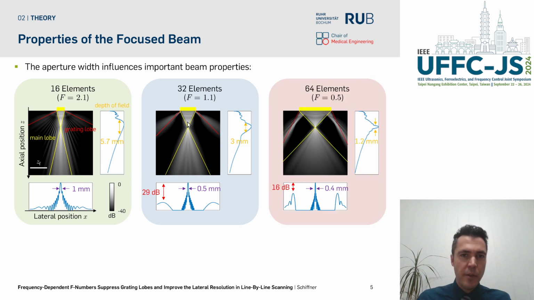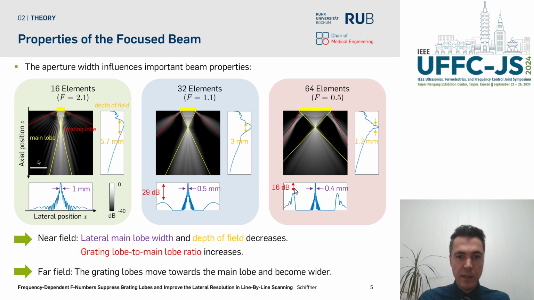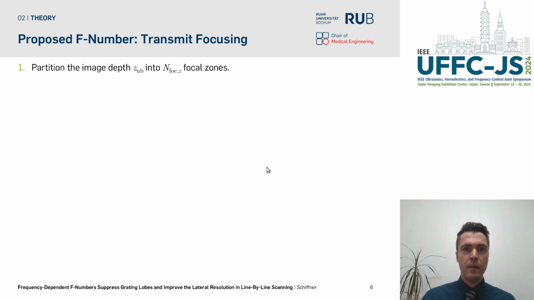As the aperture width increases, the depth of field and the lateral full width at half maximum decrease. The grating lobe amplitudes, in contrast, increase. In the far field, the grating lobes move towards the main lobe and become wider. Based on this analysis, the following procedure to select a transmit f-number is proposed.